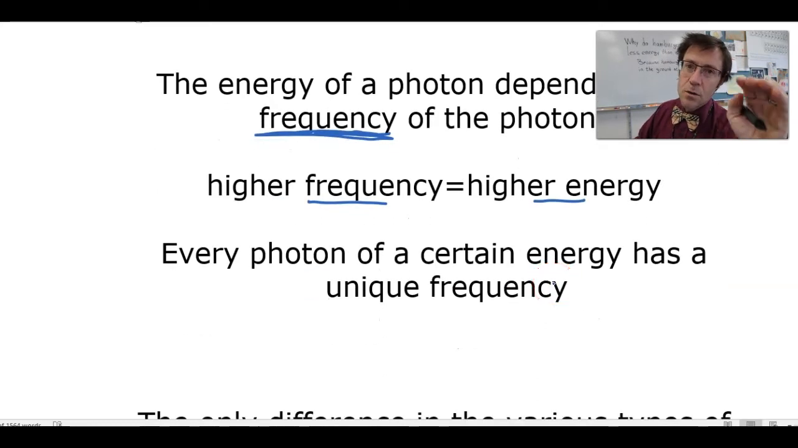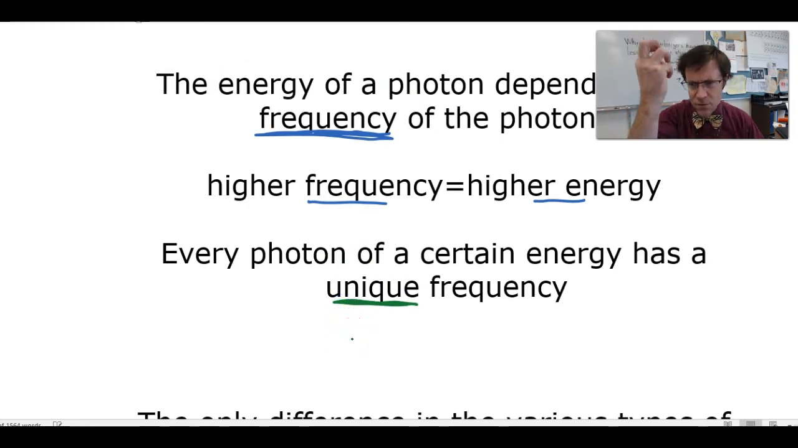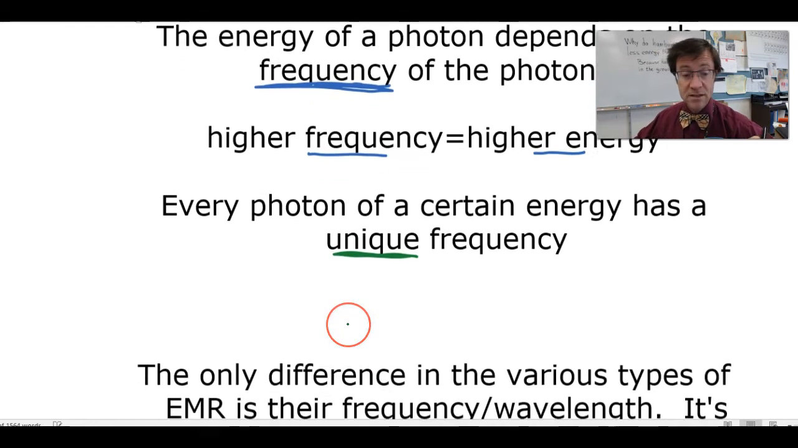The other thing that we should know is that every photon has a certain energy. When I put "unique frequency" here, what I mean is it has one frequency. So every photon, if you could capture it, has its own frequency. You may have two photons with the exact same frequency, but every photon has one frequency associated with it. It can only have one, right? So one photon, one frequency. That's what I'm trying to say there. I hope that makes more sense.